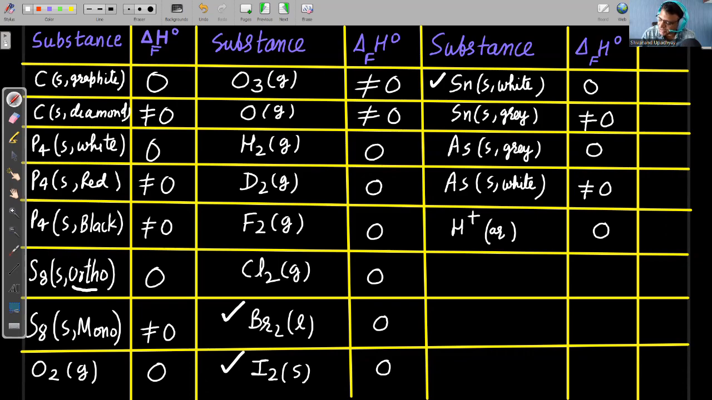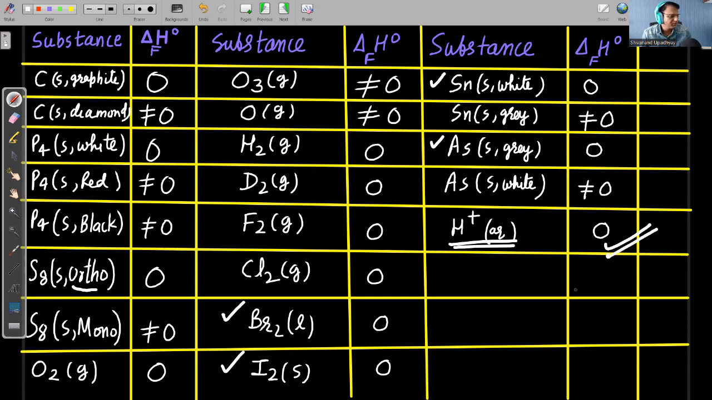Arsenic exists in 2 forms, arsenic white and gray. For gray, it is equal to 0. And H plus ion, these all are pure substances and elements, but this is an ion and it is not pure. It is existing in aqueous medium. H plus ion in aqueous medium, delta H naught formation is equal to 0.